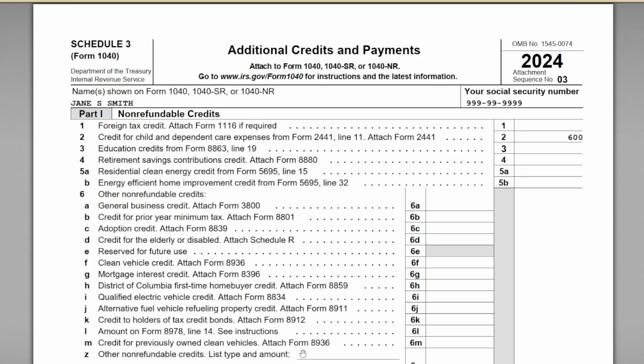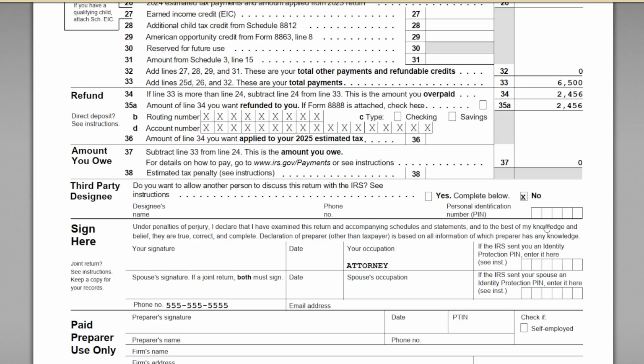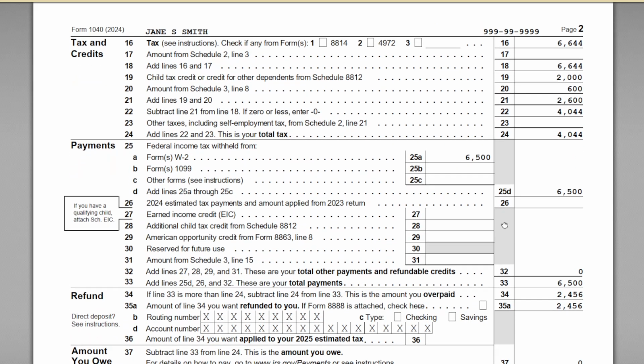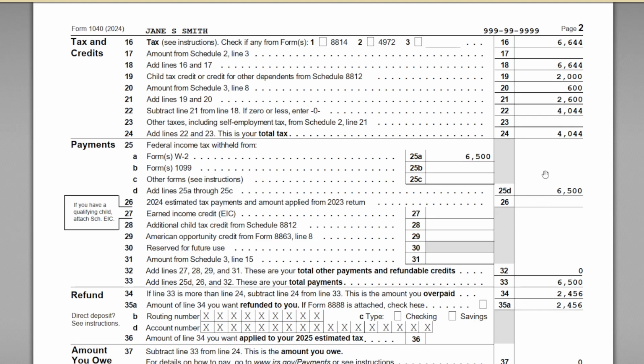So if I scroll up here, Schedule 3, we have additional credits and payments. And on line 2, we've entered the $600 for the credit for child and dependent care expenses from 2441. So there's our $600 amount. Now, if we scroll back up to page 2, we can have that amount flow through. It's coming through and reported on line 20. So the amount from Schedule 3, line 8, there's our $600 figure.